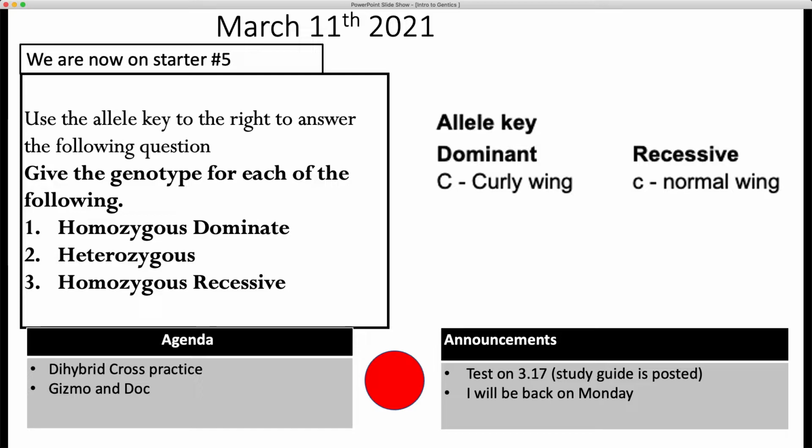The announcements: we are going to have a test. You have less than a week. Next week, there is no Silver Day, so you will be taking the test on Wednesday. Wednesday's the 17th. The study guide is posted. You don't have to do the study guide, but I want you to be prepared, though.